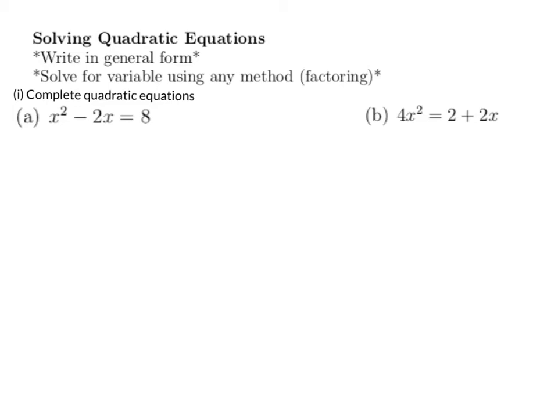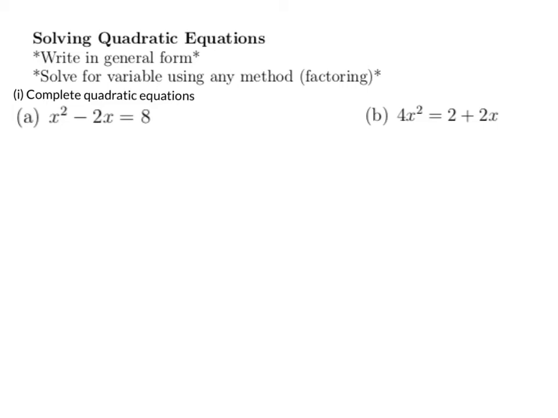factoring. Again, whenever you have a quadratic equation, you should always try to solve it by factoring first, because factoring is the easiest method if you're able to use it. Otherwise, you could use the quadratic formula, which takes longer but can work for any quadratic equation. Now we're working on complete quadratic equations. That means a, b, and c are not 0, so we have x squared, x, and a number.